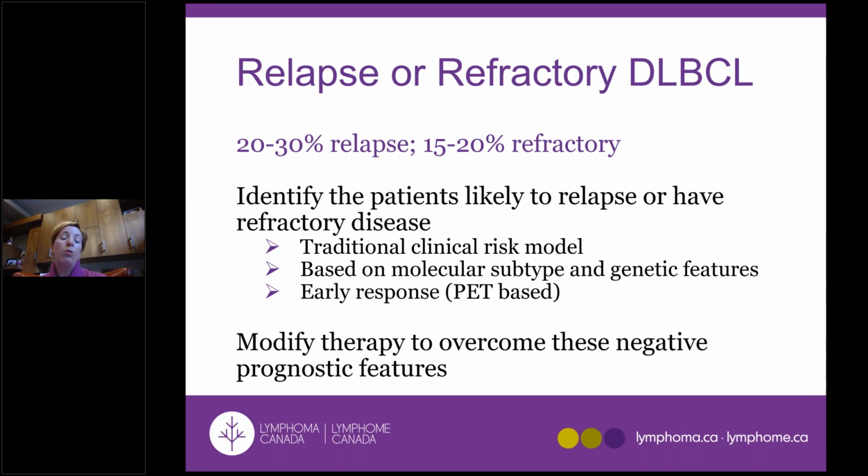Unfortunately, there is a significant portion of patients that will either relapse or have refractory disease to initial therapy. Identifying the patients who are likely to relapse or have refractory disease is one important step in determining how to best tackle this problem. Ways that we can do this are with traditional clinical risk models, so the IPI, using molecular subtype and genetic features that are given to us in the pathology report, as well as potentially early response with PET scan. The more challenging problem is knowing what to do when we identify patients we think are likely to have relapse or refractory disease, and figuring out how to modify therapy to overcome these negative features.